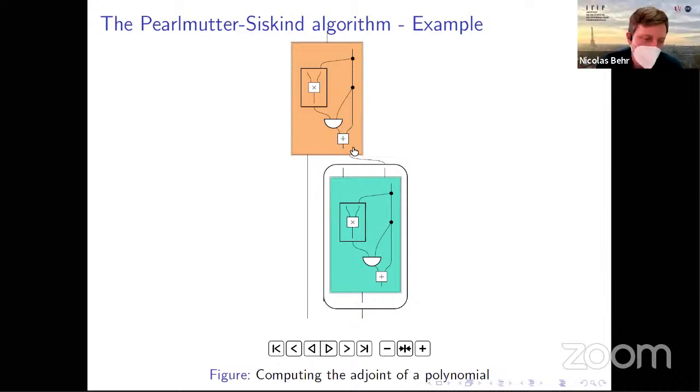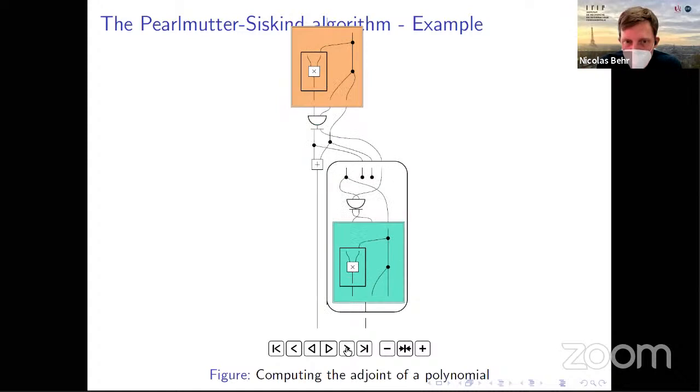I could give you a nasty example where I simply have many fringe nodes, and then you would have to pick. In that case, you can pick at random, and it doesn't matter. You get the same result up to a trivial permutation of the output wires. Okay.